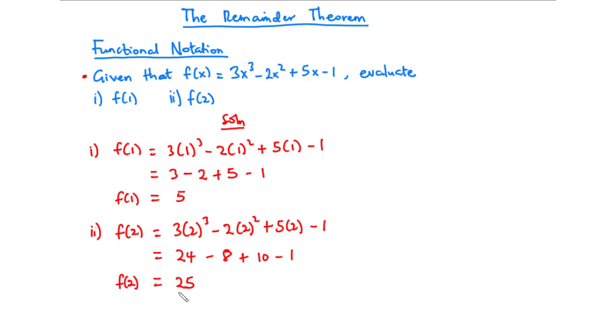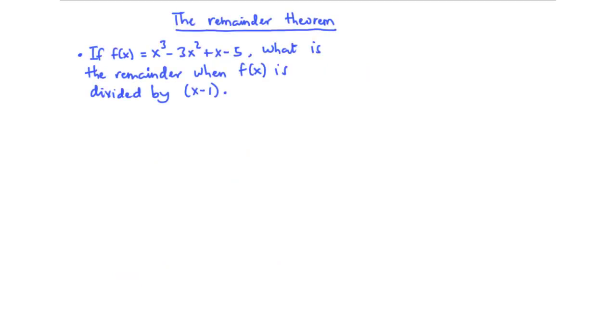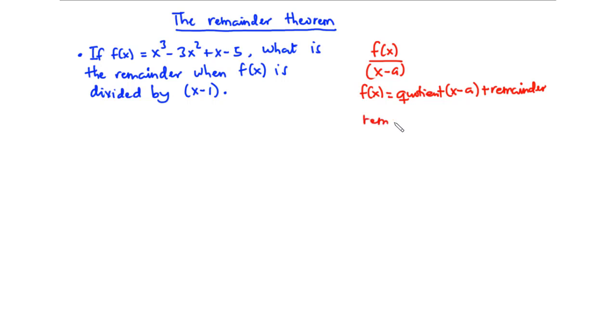Now let's move on to the remainder theorem. In general, if a polynomial function f of x is divided by x minus a, then f of x is equal to the quotient times x minus a plus the remainder. Now the remainder is equal to f of a.